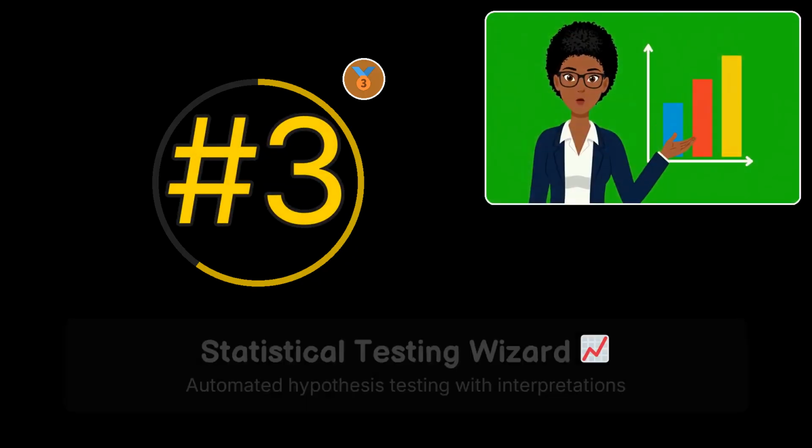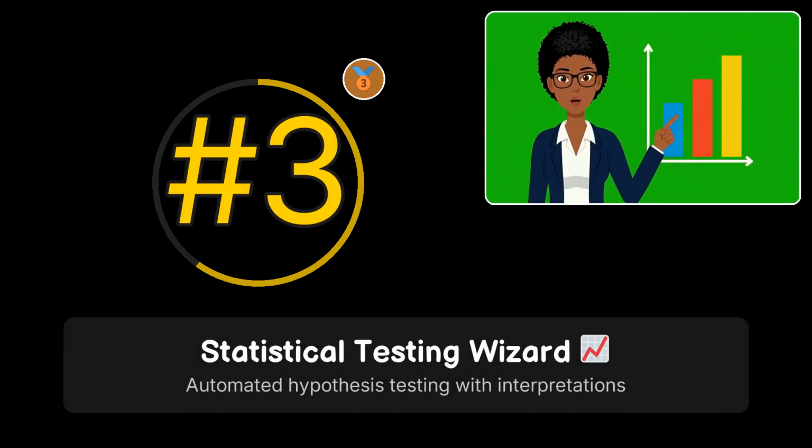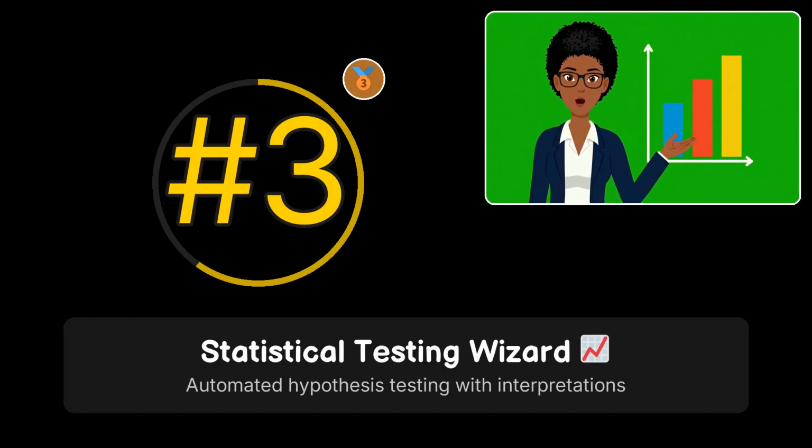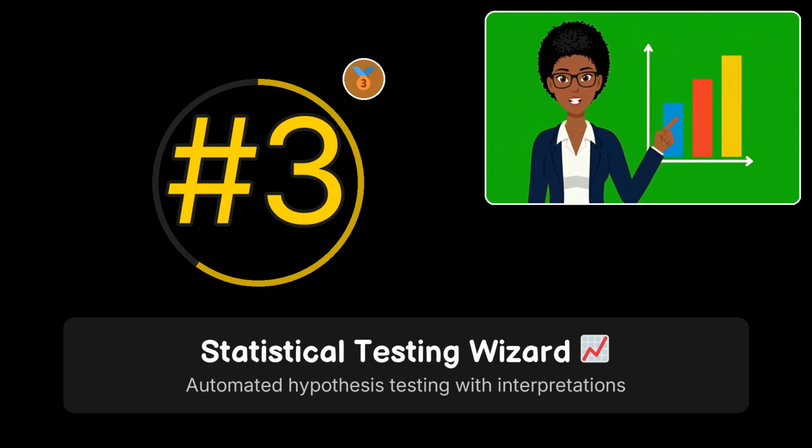At number 3, we have the Statistical Testing Wizard. If you've ever struggled with choosing the right statistical test, this prompt is your new best friend. Should you use a t-test or ANOVA? Chi-square or Fisher's exact? Parametric or non-parametric? ChatGPT will analyze your data characteristics, check assumptions, and generate the appropriate statistical tests with proper interpretation. It even explains the results in plain English, so you can confidently present findings to non-technical stakeholders.